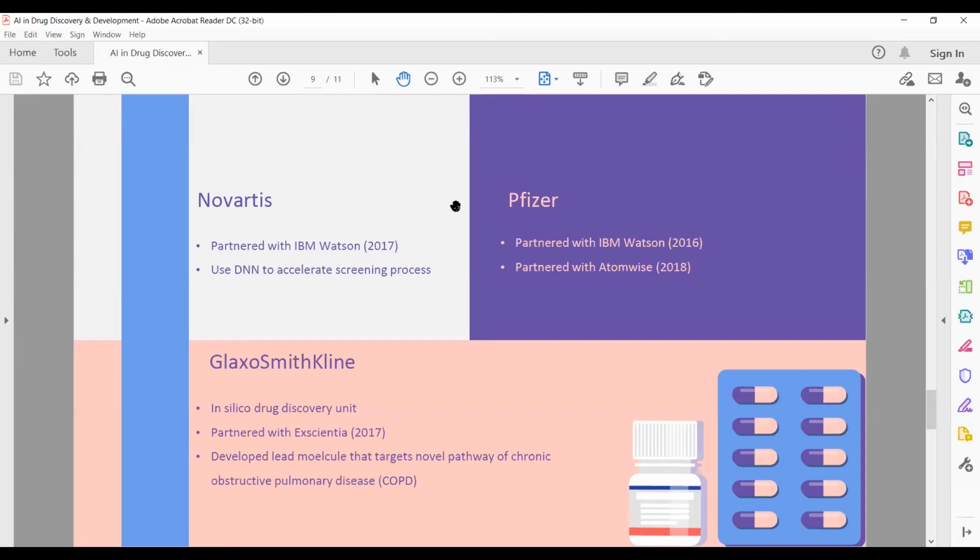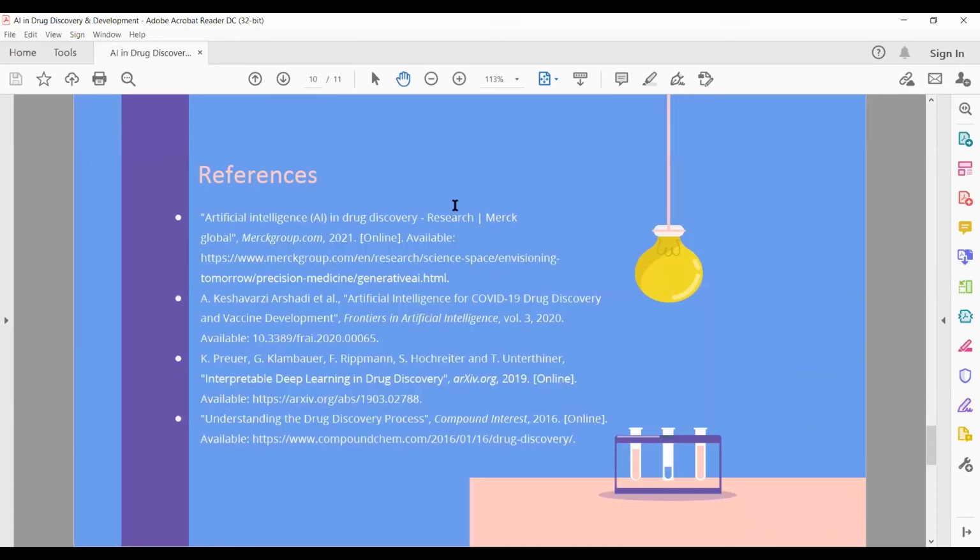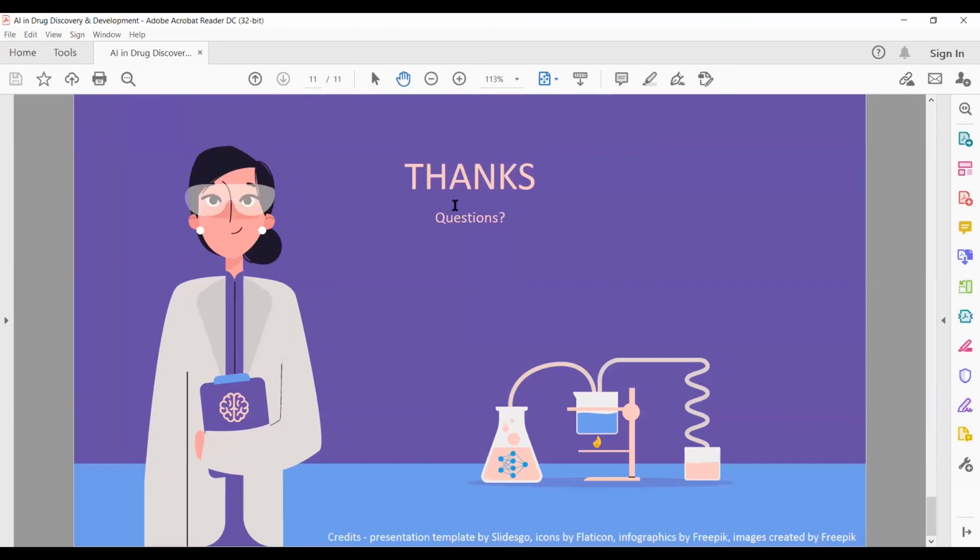In 2017, they partnered with a UK biotech startup to discover novel and selective small molecules for up to 10 undisclosed targets. Their research has led to the development of a highly potent in vivo lead molecule that treats chronic obstructive pulmonary disease. And that's it. Any questions?